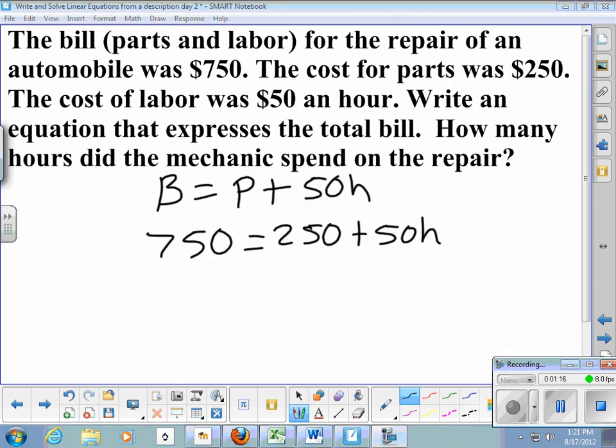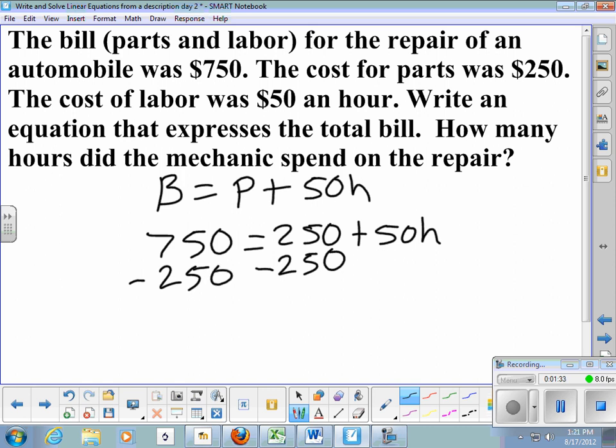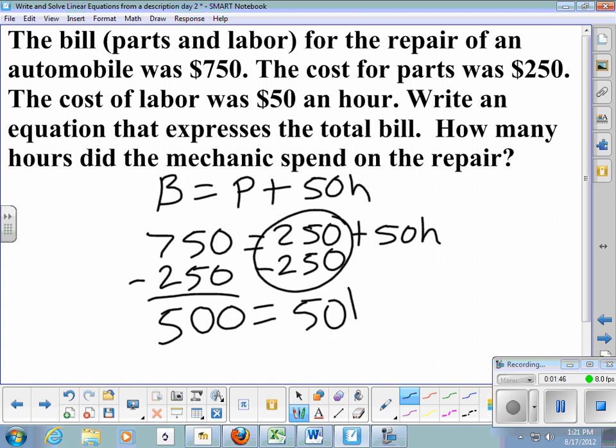So we want to find out how many hours at $50 an hour. You can probably see it, but let's just go through the steps of solving. Subtract 250 from each side. 750 subtract 250 is 500. So $500 equals 50 times the number of hours. So if we want to solve for h, we do the opposite of multiply by 50. We divide by 50.